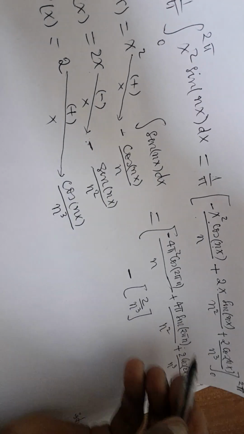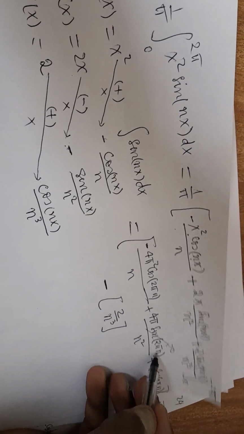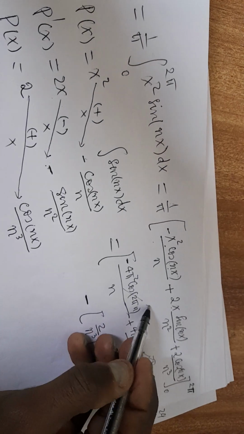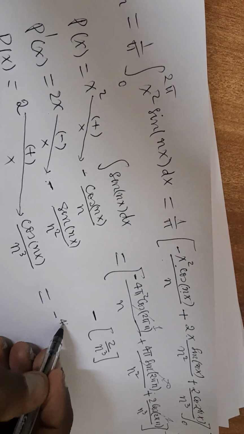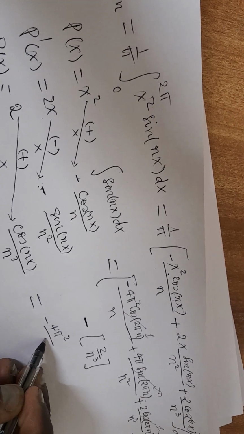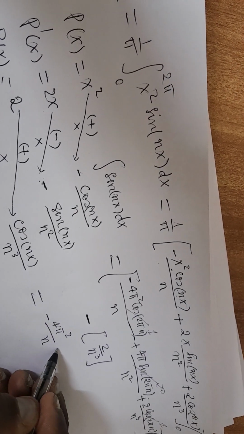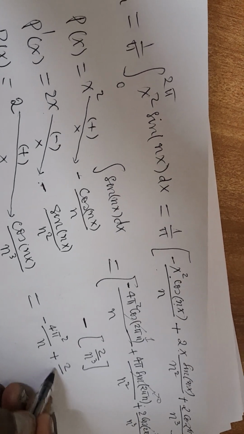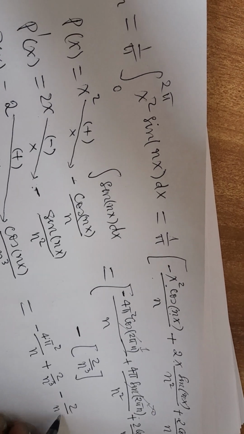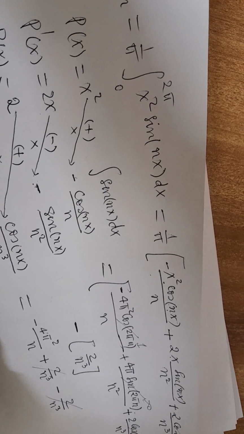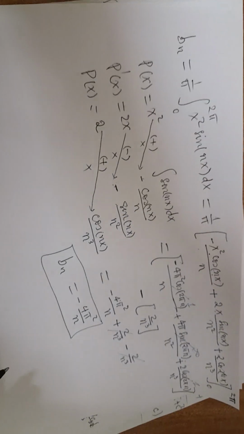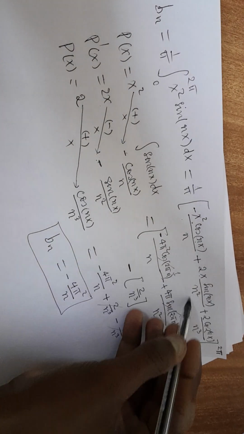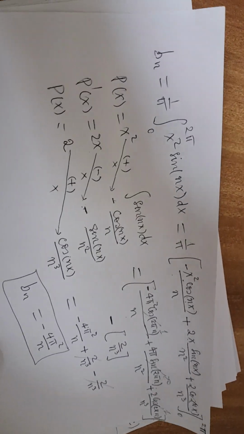Now we know that here it will be 0. Cosine 2 pi n will be 1 always, and here it will be 1. Now just add it all. It will be minus 4 pi squared upon n, because this is 1, then plus 2 by n cubed minus 2 by n cubed. So this and this will be cancelled out. So minus 4 pi squared upon n is bn. This is bn. Now that we know bn and everything, we have just to substitute.